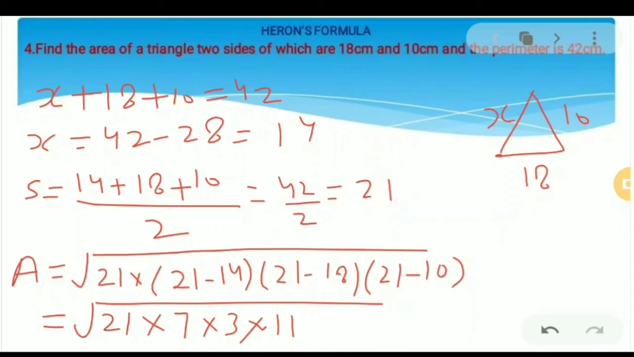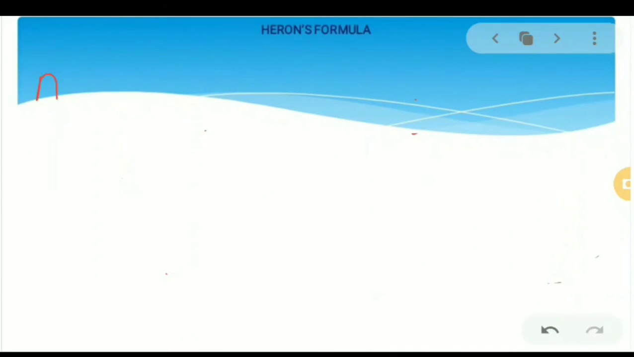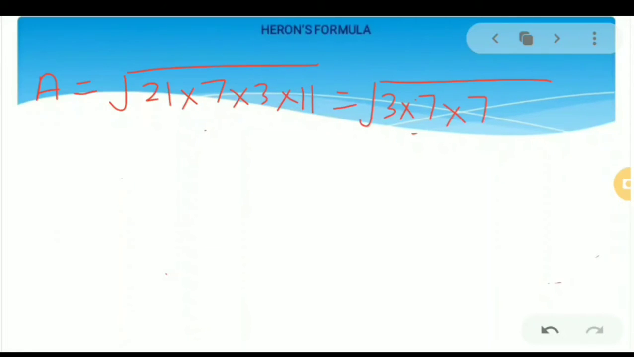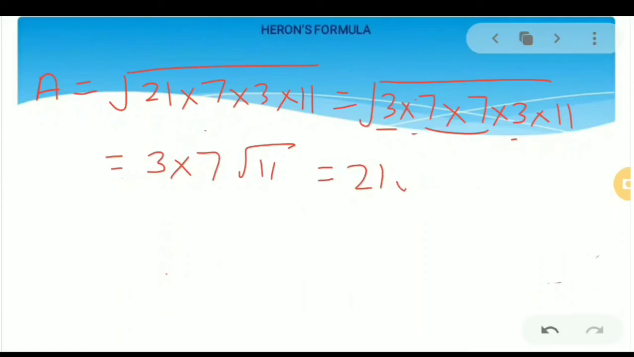Now let me go for finding the area. Now we can factorize this. 21 can be factorized as 3 into 7, then 7 into 3 into 11. We are watching, a pair of 7 is made, a pair of 3 is there. So it will be 3 into 7 root 11. So it will be 21 root 11 centimeter square. So this way we can find the area of this triangle.